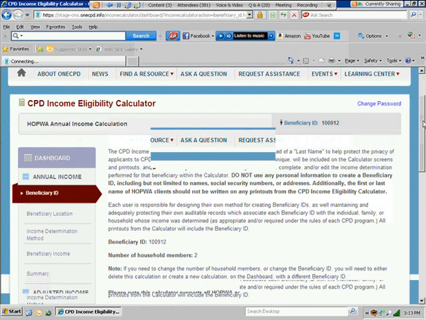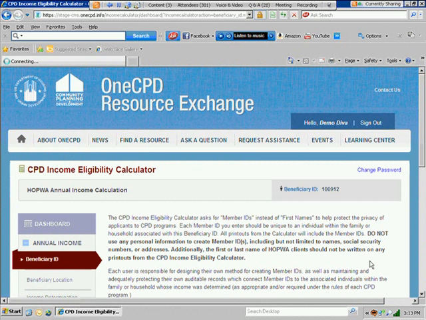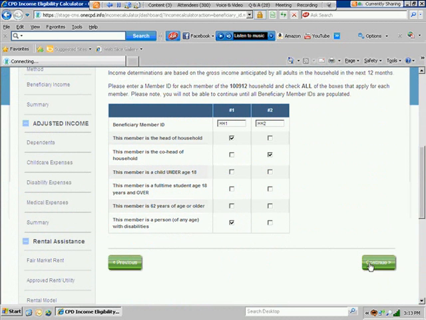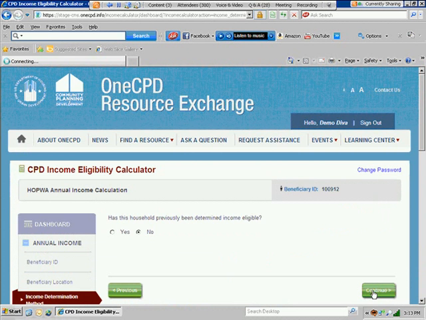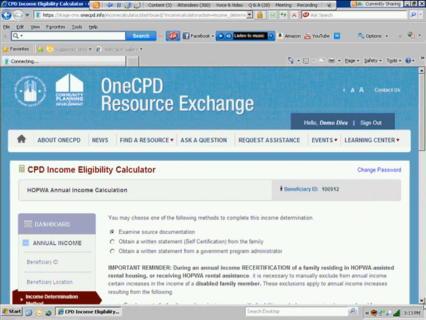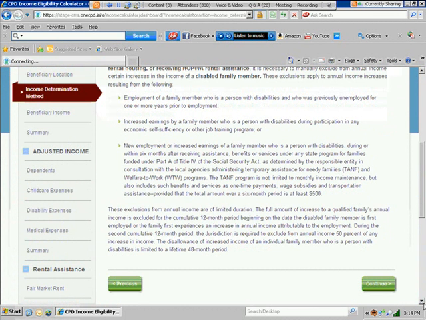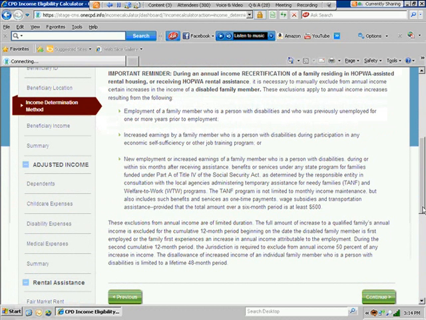So both for HOME and for HOPWA, there is an earned income disregard, where you don't have to include certain increases in income for the household that you're serving because they're a disabled person. Let me get to the slide. When you're in annual income, and we're talking about recertifications of income, because it doesn't really apply at certification, you're just getting to know the family and income qualifying them.